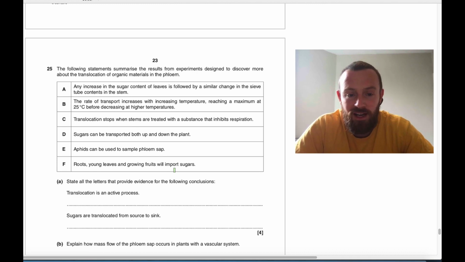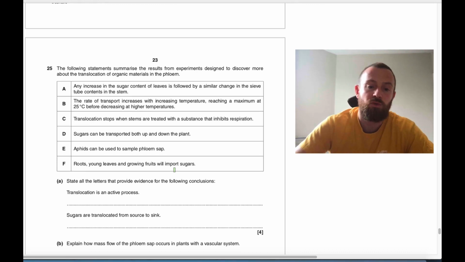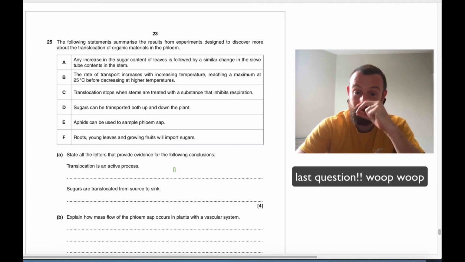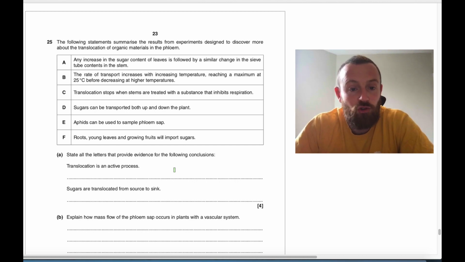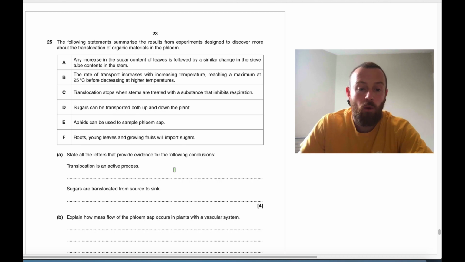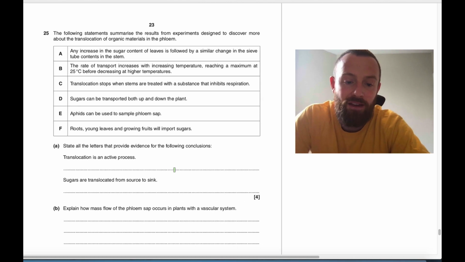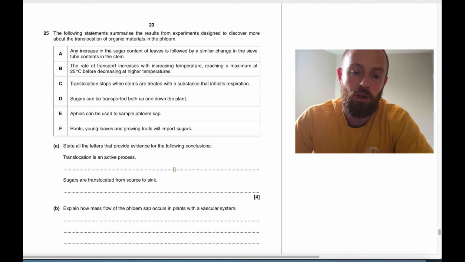We're going to move on to 25 now. All right, the following statements summarize the results from experiment design. Discover more about the translocation of organic materials in the phloem. State all letters that provide evidence for the following conclusions.